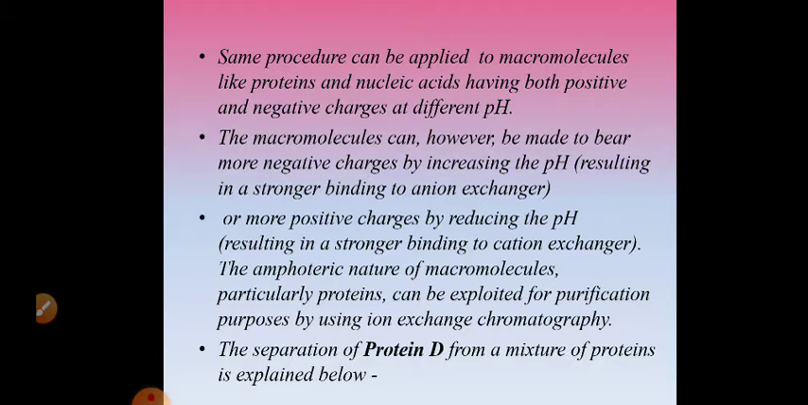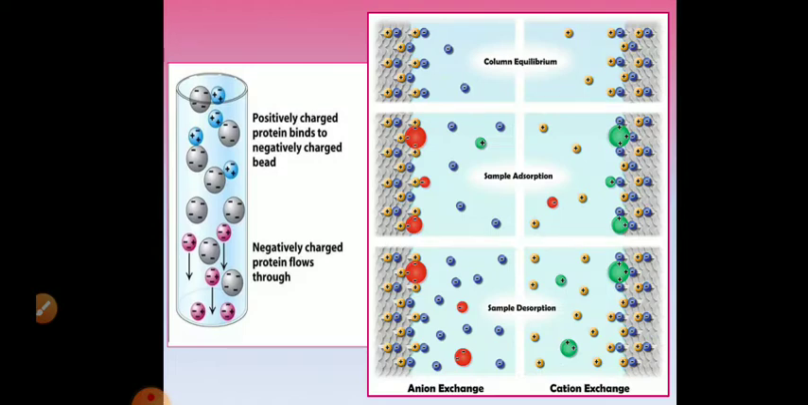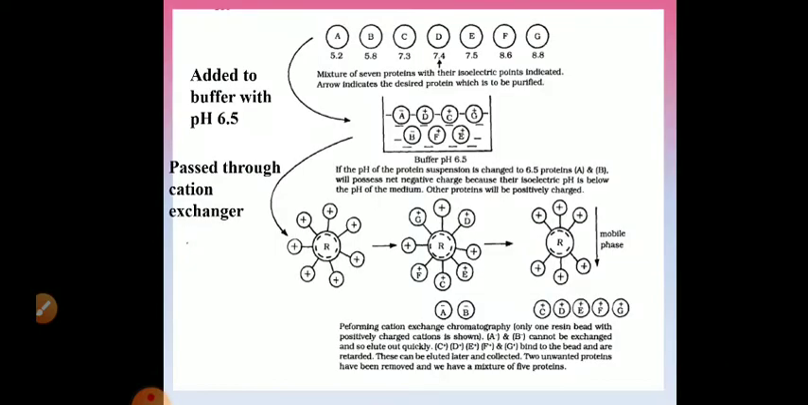Now here we are going to discuss the separation of protein D in a mixture of proteins. There is a mixture of proteins, protein A, B, C, D, E, F, G, H, and so on. Okay, from that if you want to separate only protein D, how can you do that? Before that, you can see in this diagram, positively charged proteins bind to negatively charged beads. How anion exchangers and cation exchangers are equilibrated, that we have discussed.